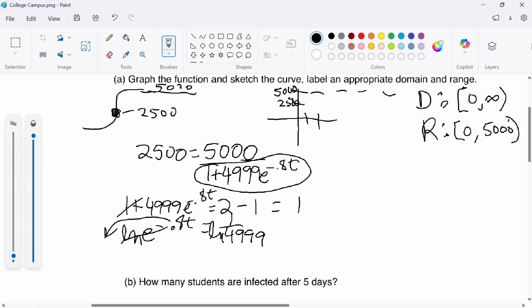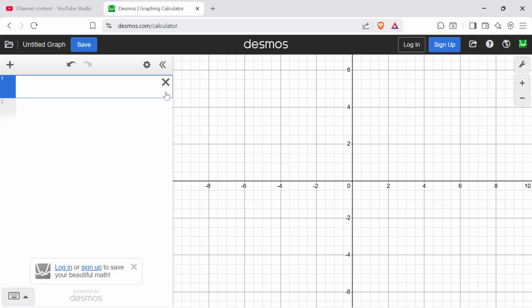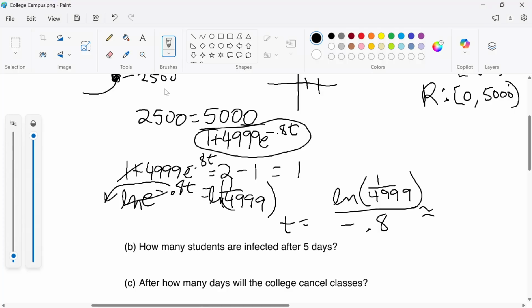But negative 0.8t equals natural log of 1 over 4,999. Then I will divide both sides by negative 0.8, so I get t equals the natural log of 1 divided by 4,999, divided by negative 0.8. That will tell me this middle point, and I'll do this on Desmos: natural log of 1 over 4,999 divided by negative 0.8 equals about 10.6.